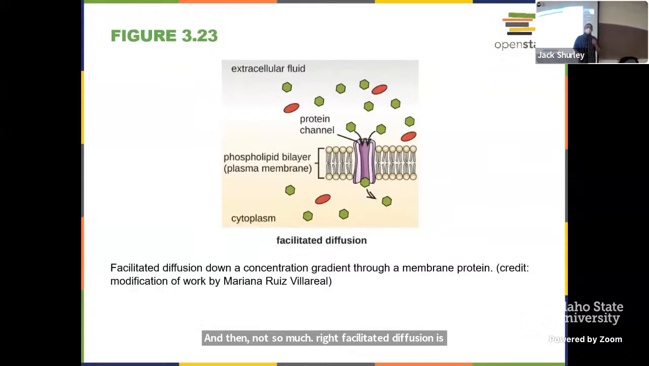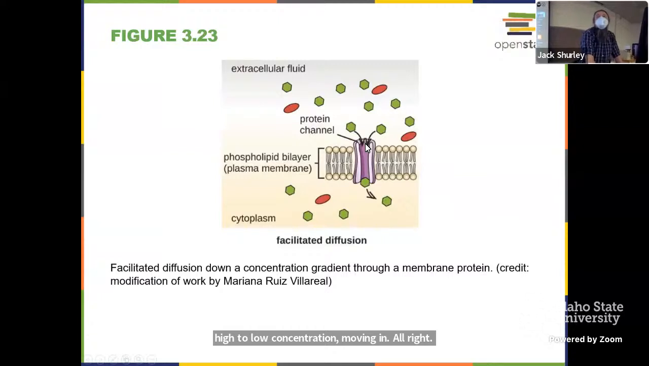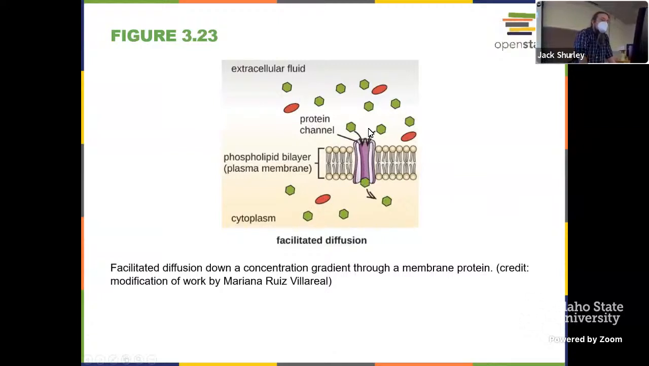It's still a simple process, doesn't take any energy. It's just the movement through a protein channel. These are substances that can't just readily go through the membrane, so they need a helper, right? And it's the same idea, from high to low concentration, moving in, all right? Just with a helper, all right? And with that said, these protein channels do have specificity. Although we're seeing some of these things, it's really only allowing the green guys to go through here.